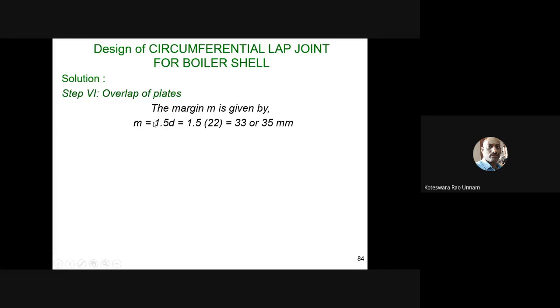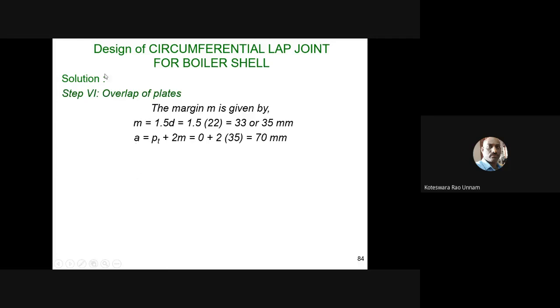To calculate this overlapping of the plates, you require the margin. So the margin is always 1.5 times the diameter of the rivet. The diameter of the rivet we just computed comes out as 22. So therefore the margin is going to be 33. If it is rounded off, it is going to be 35 mm.